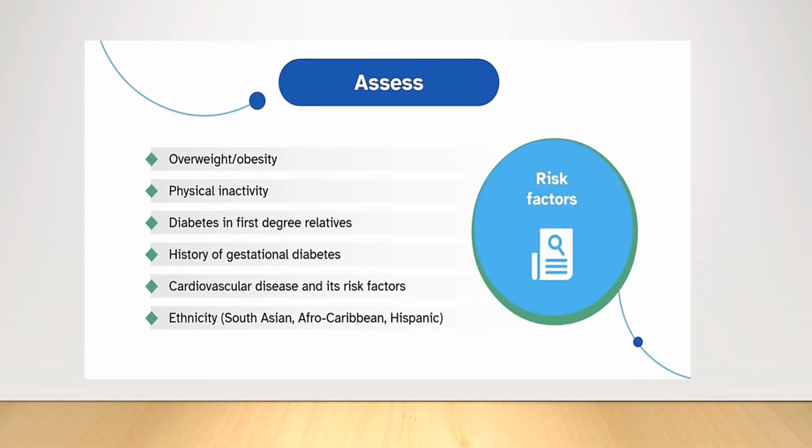Assessment of diabetes mellitus. First of all, we should look at the risk factors like overweight or obesity, physical inactivity, diabetes in first degree relatives, history of gestational diabetes, cardiovascular diseases and its risk factors, and ethnicity, which includes mostly South Asian, Afro-Caribbean and Hispanic ethnicities.